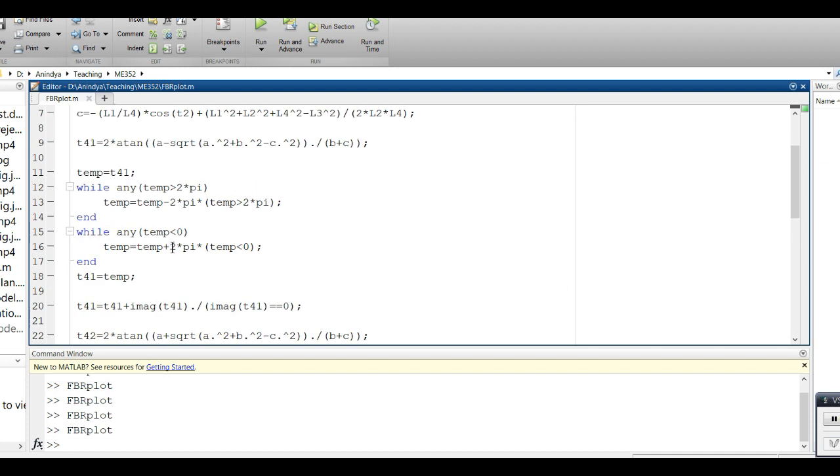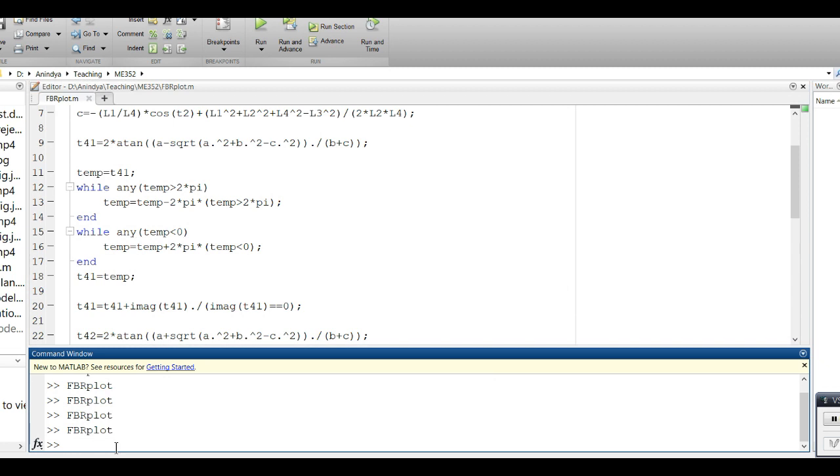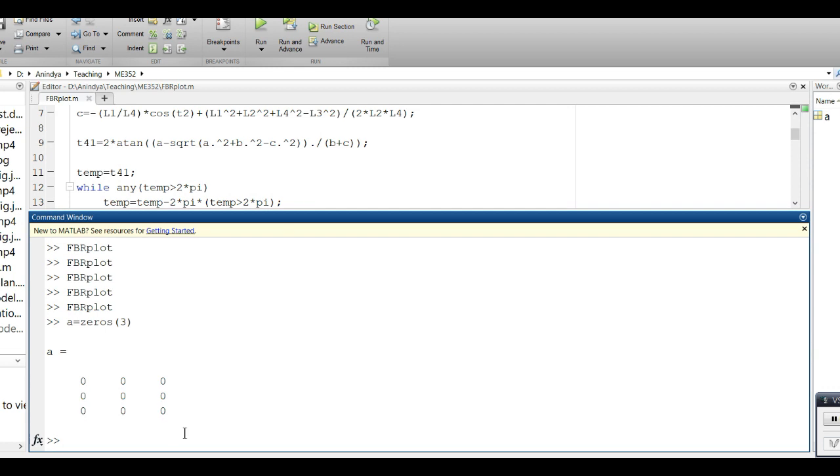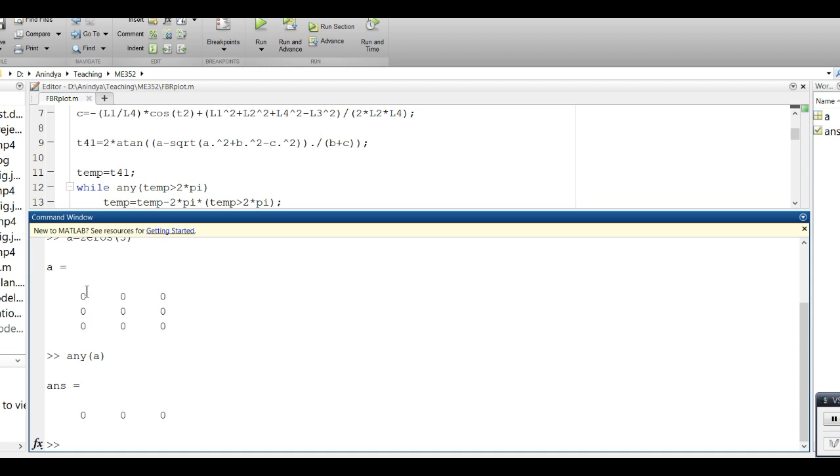Now let me explain what we are doing here. The command any in MATLAB has a very simple role. Let us say A is equal to zeros 3. Okay, so every single element of the matrix A is 0. If I say any A, it checks in each column and tells me whether there are any non-zero elements. It's a binary variable, so all zeros, because there is nothing non-zero here, there is nothing non-zero here, there is nothing non-zero here.